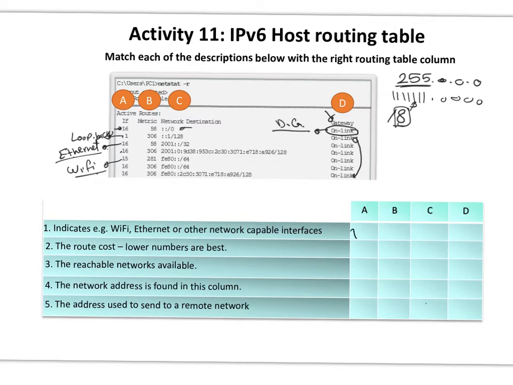A. Clear. So the route cost, lower numbers are best. So this is A. B. So the reachable network available. This is clear. C. Okay. The network address is found in this column. Same thing. C. And the address used to send to a remote network. This is the gateway address. Okay, which is in that case D. Okay.